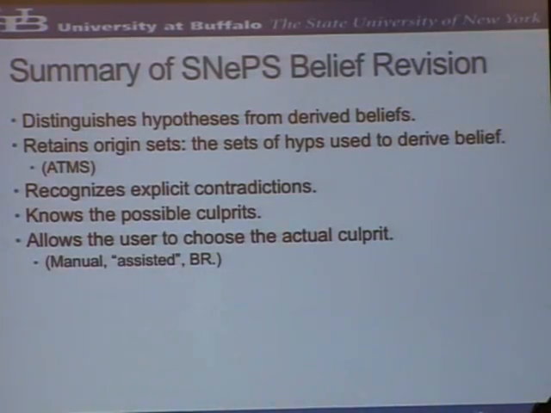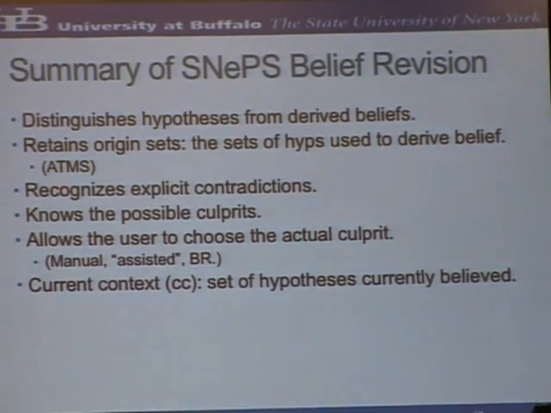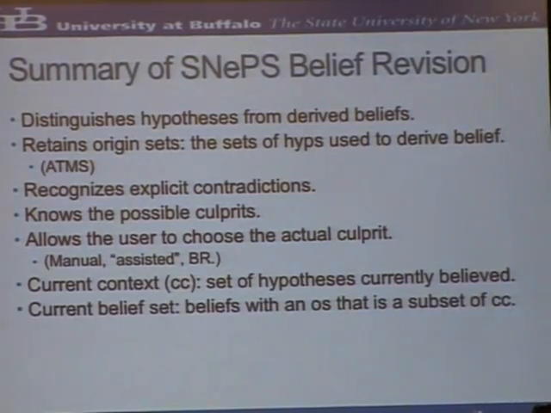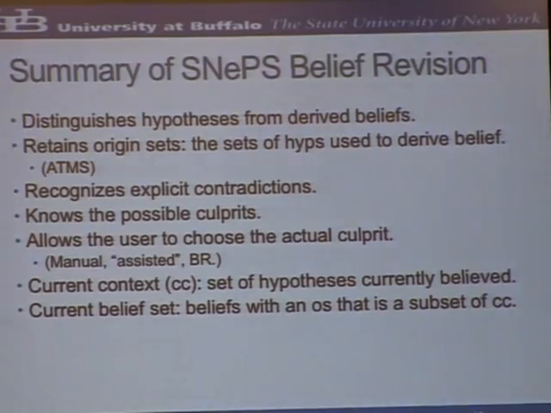This is what we call manual or assisted belief revision. What we call the current context is a set of hypotheses currently believed. And the current belief set is the beliefs with the current context as a subset of its origin set. That is, any belief that has been derived, whose origin set is a subset of the current context, is something that's believed. Right? It's been derived from current hypothesis beliefs.